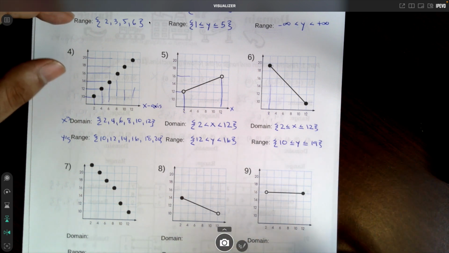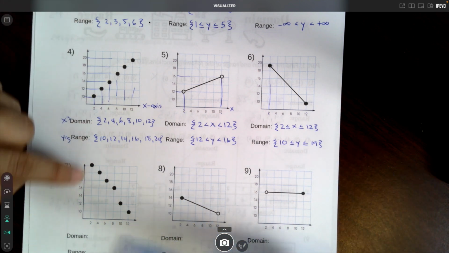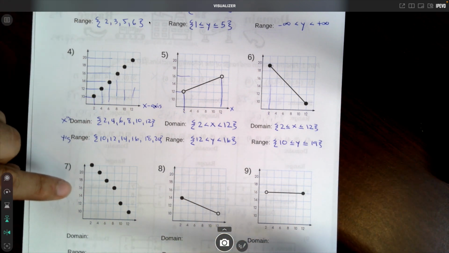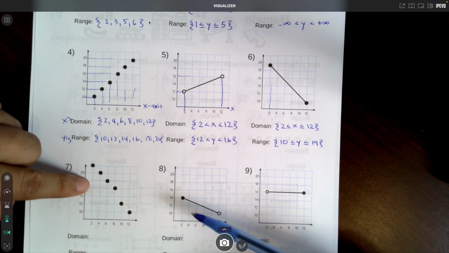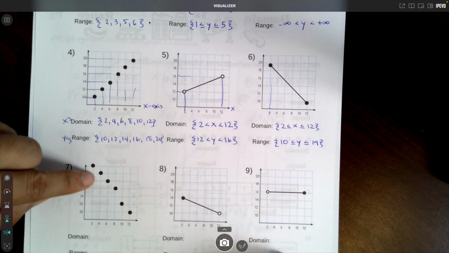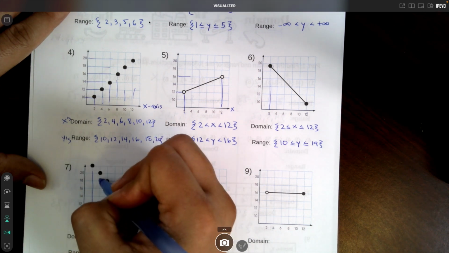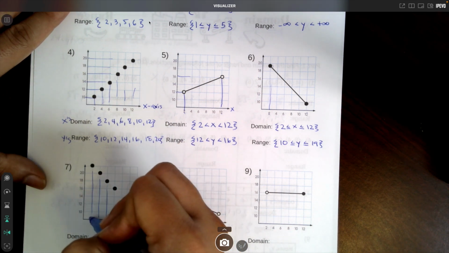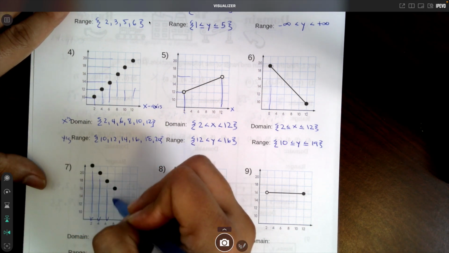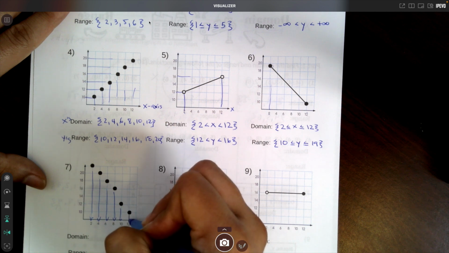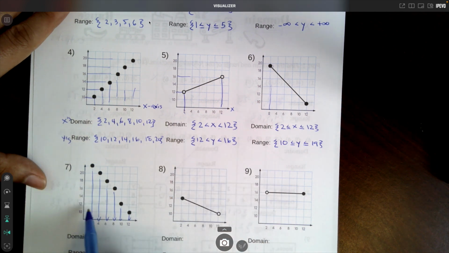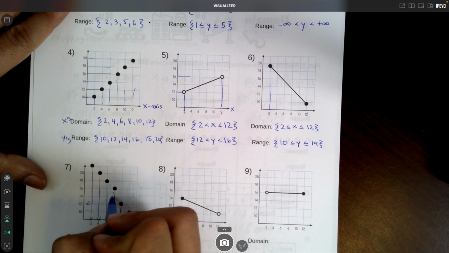Let's see. So we have these that are just points. So I'm going to let you guys figure this one out. But just remember, domain is all the points that touch the x-axis. Okay. And then range is all of these. Okay.